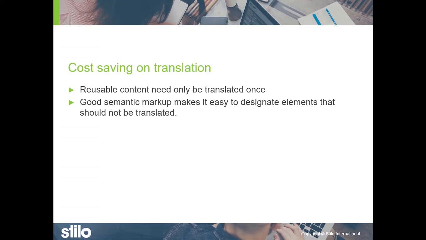Good semantic markup is important too, because there may be things in your content that should never be translated. Like code fragments or command names, things like that. If you have good semantic markup in your DITA, it's easy to mark those as things not to be translated.